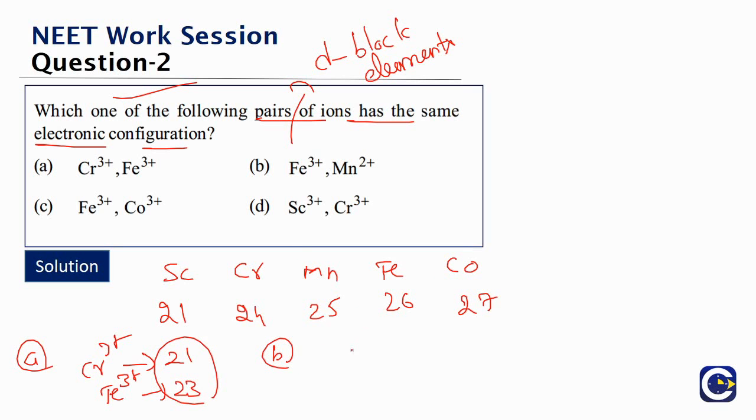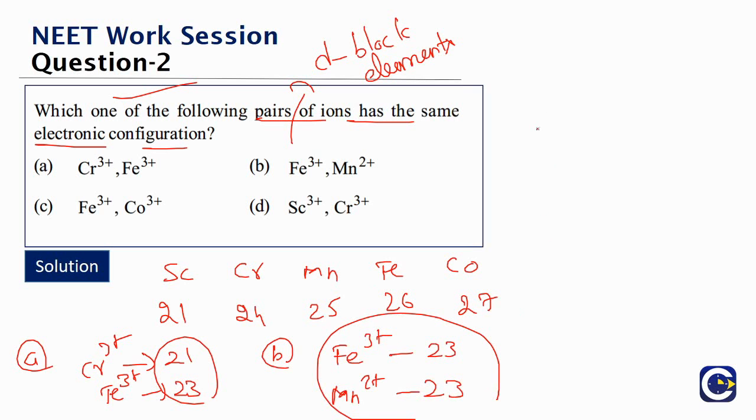They should be having what? Equal number of electrons, right? Look at option 2. Option 2 is what? Fe3 plus. Iron is 26. 3 plus means we remove 3 electrons, it becomes 23. Then Mn2 plus. Manganese atomic number is 25. We remove 2 electrons, so it becomes 23. We can see here it has the same number of electrons. We can go to the other options also and check it out.